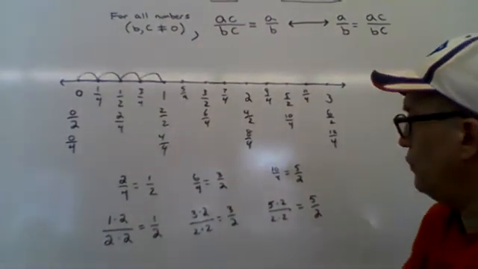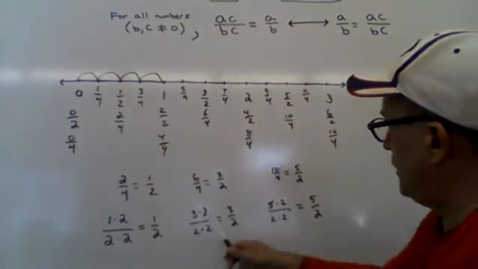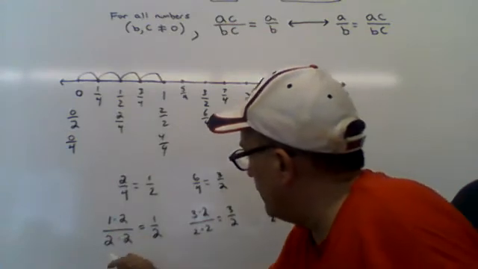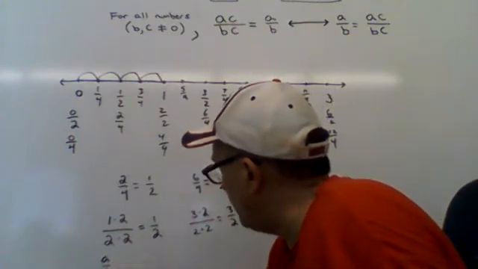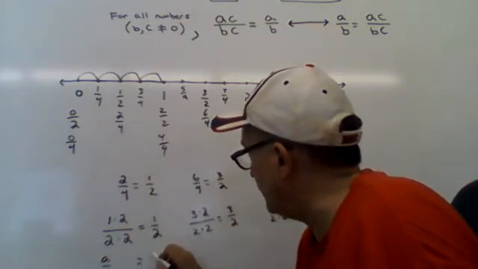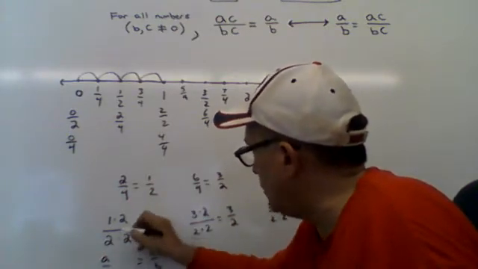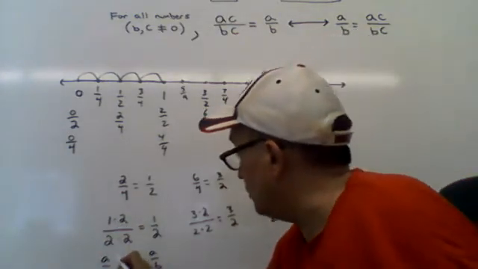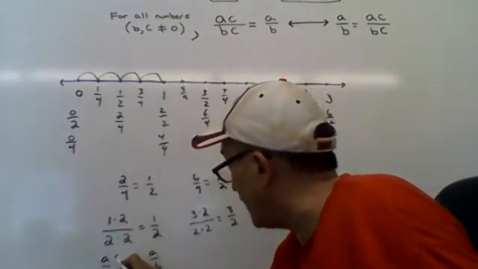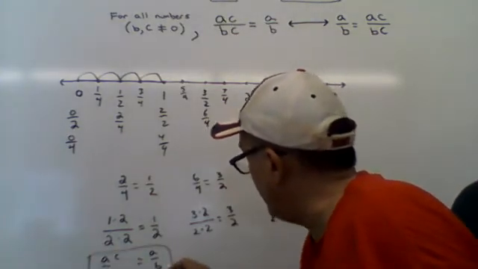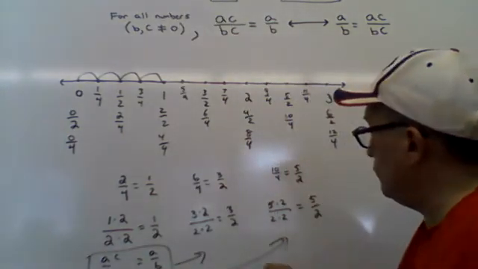But if you look at these three statements that I've written down below here, this is like A over B, the 1 and the 1/2 is like the A over B, and then what did I do? I multiplied the top and bottom by the same number 2. So these two 2's here are like the C's. And that's true for all of these, right? It's true here and it's true here.